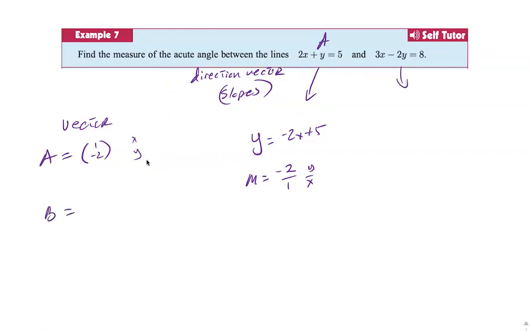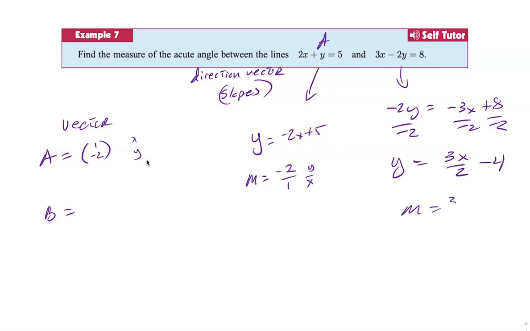Right, I can get y by itself. So let's say -2y equals -3x plus 8, divided by -2. y equals 3x over 2 minus 4. So my slope here is 3/2, which makes my direction vector for B 2 over 3, because again, vectors are x over y, and slope is a y over x value.